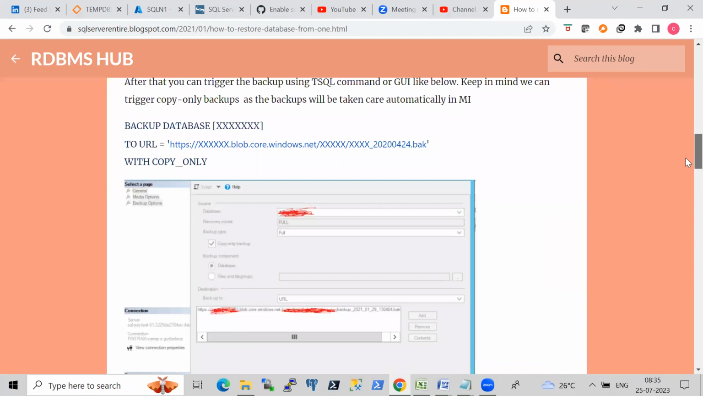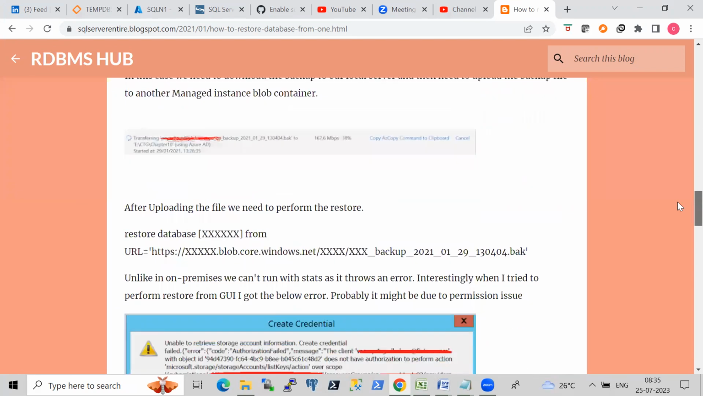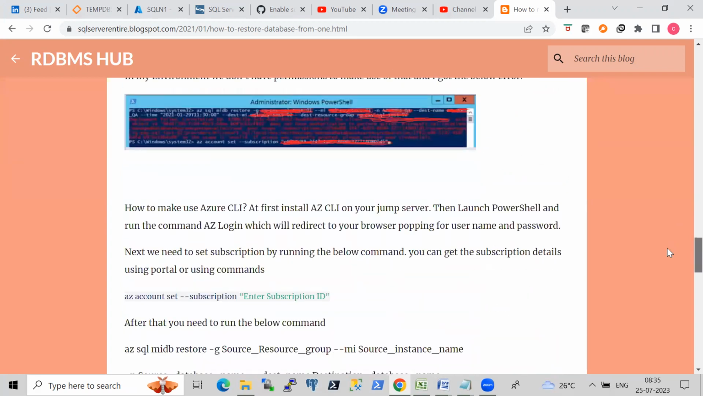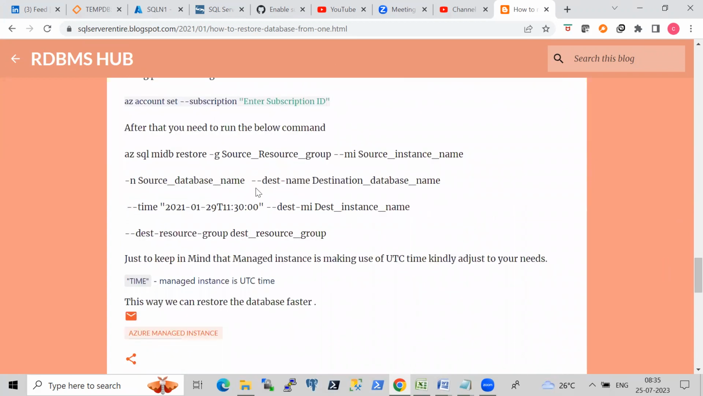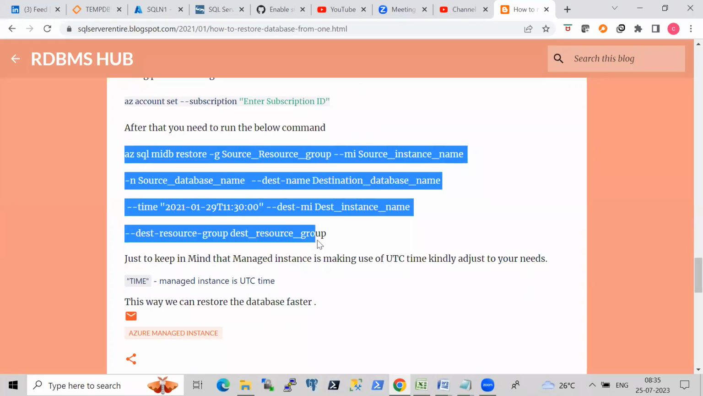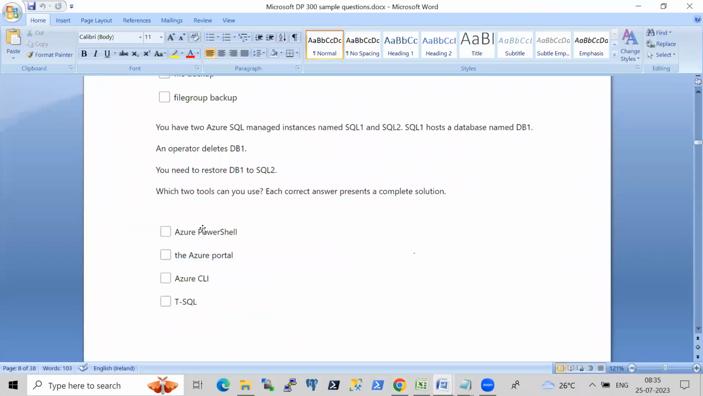But I read somewhere that they removed this support of restoring the database from one MI to another MI using CLI. This is the command. You can clearly see I restored using CLI. So we need to double check whether it is PowerShell or CLI. I believe in the past, I'm pretty sure it is CLI, but I read somewhere it's not happening now. So I will double check and come back to you. Portal is the right answer. People are saying PowerShell now, but in the past I made use of CLI, so that's the reason I'm a little confused. I'll check this option. Okay, let's move on.